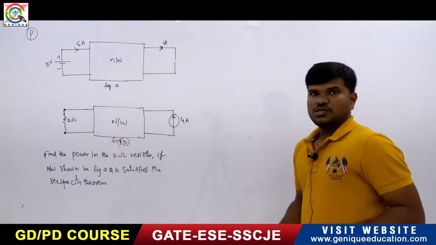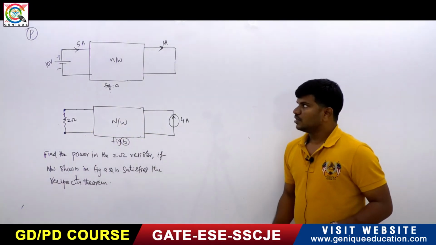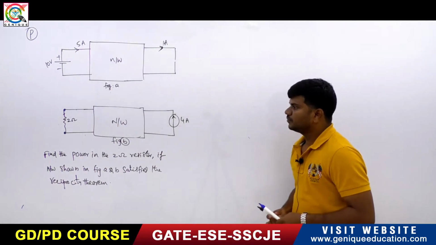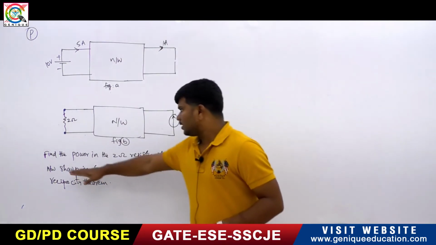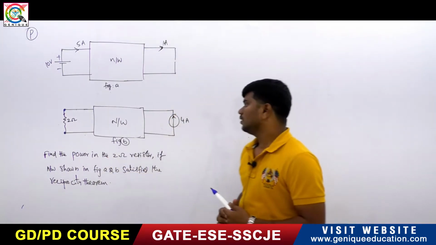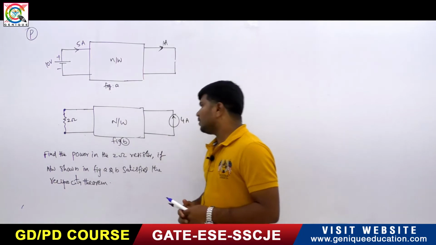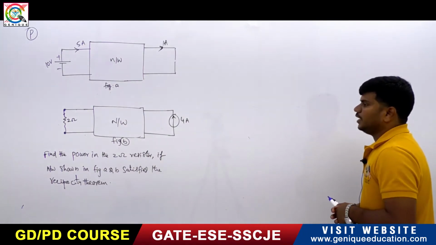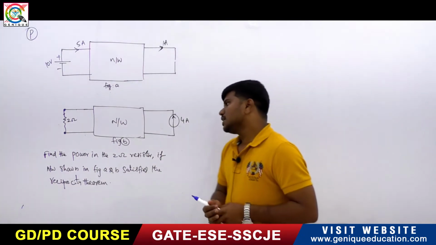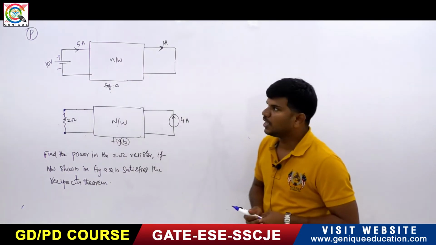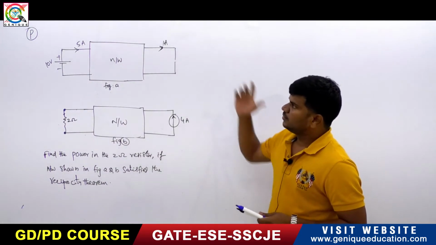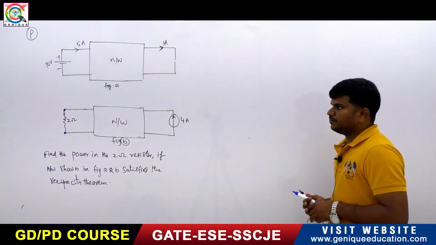Okay, so this is the next question. Observe this, there are 2 figures given. He asked us to find the power in the 2 ohm resistor if the networks in figures A and B satisfy the reciprocity theorem. So here the network is satisfying the reciprocity theorem.